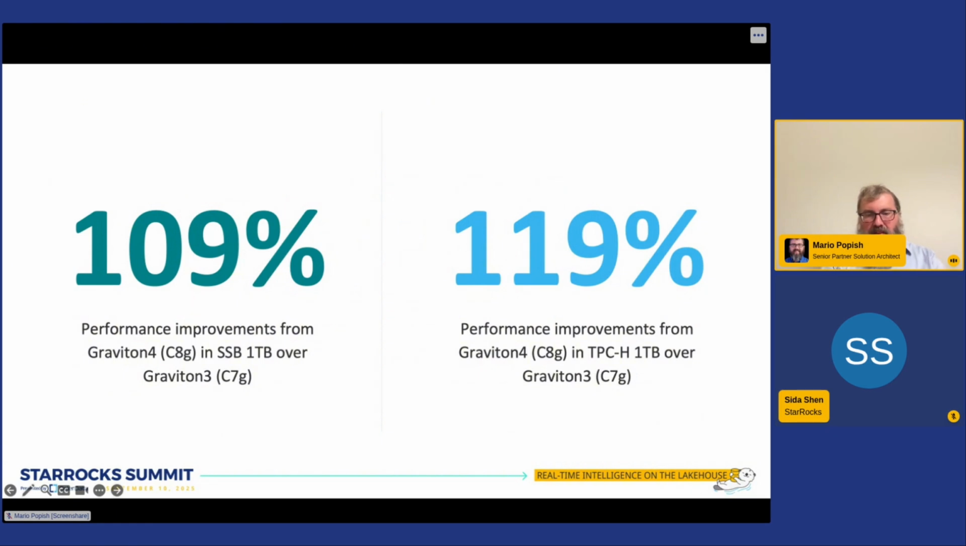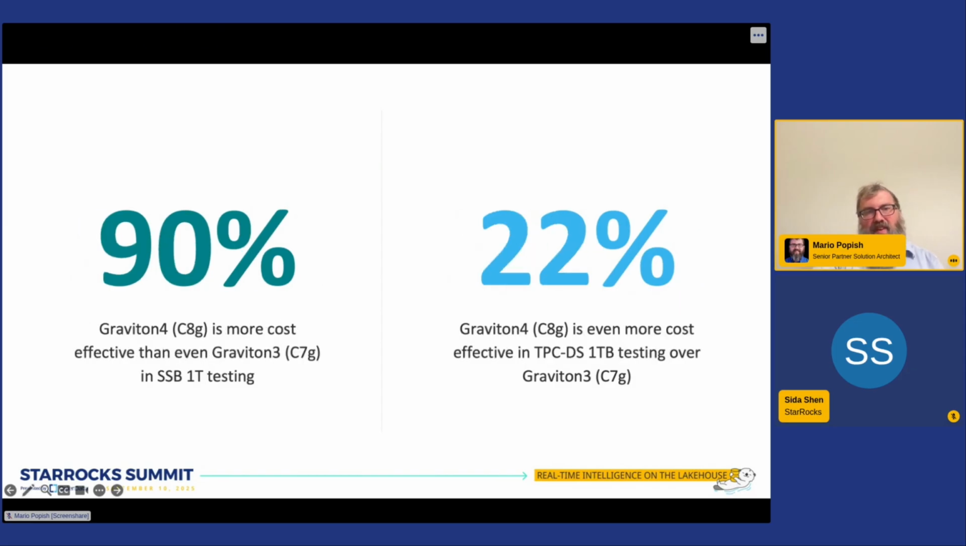Running the SSB 1 terabyte test comparing, like I said, we like to compare Graviton 3 to Graviton 4. 119% performance improvements comparing Graviton 4 to Graviton 3 in the TPC-H benchmark 1 terabyte test set. Really impressive numbers. 90% more cost effective in that SSB 1 terabyte testing, looking at different instances. 22% more cost effective comparing the TPC-DS 1 terabyte test compared to Graviton 3. All told, these are really impressive numbers.